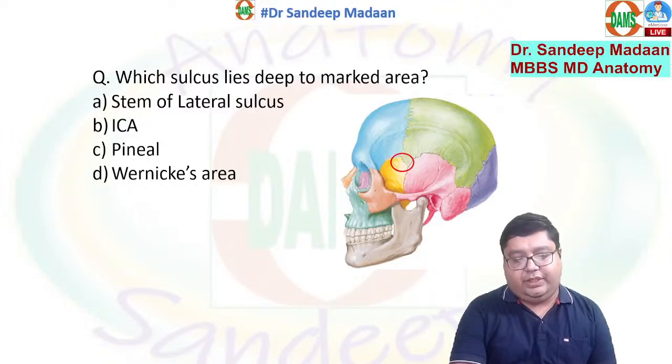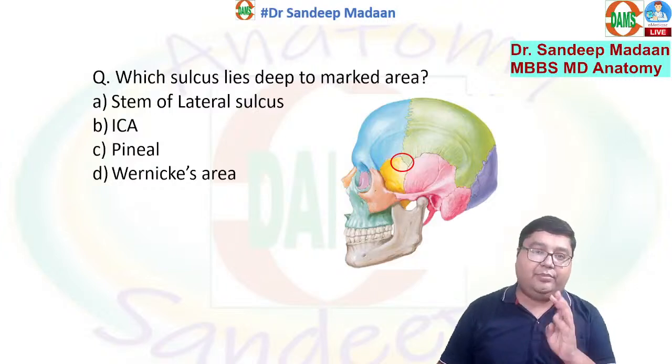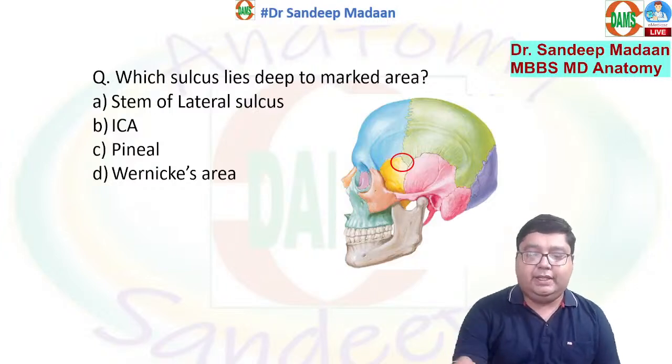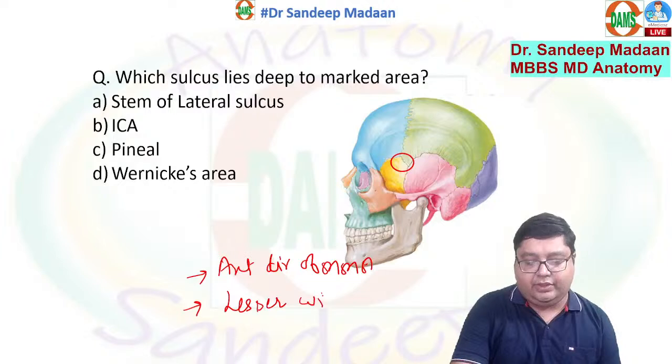So even in the revision program, when we were discussing the INI predictor series, at that time also I showed the same image and I told you you must remember three important points. Deep to the pterion is the anterior division of the middle meningeal artery. This question is usually asked. Then if they ask the bone, the answer will be the lesser wing of sphenoid and the stem of the lateral sulcus.